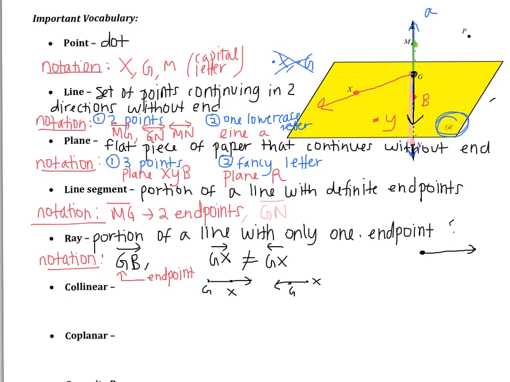Okay, a few more words. Next one is collinear. So co, you should know, is together. Linear, you should be able to figure out, is line. So collinear is points on the same line.